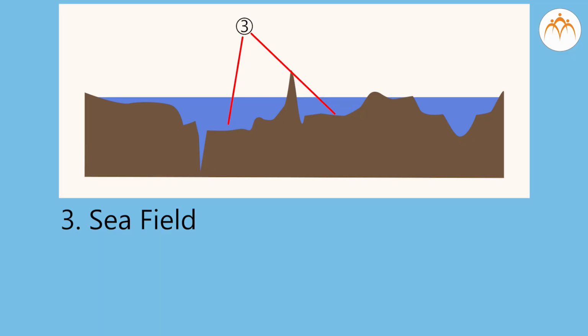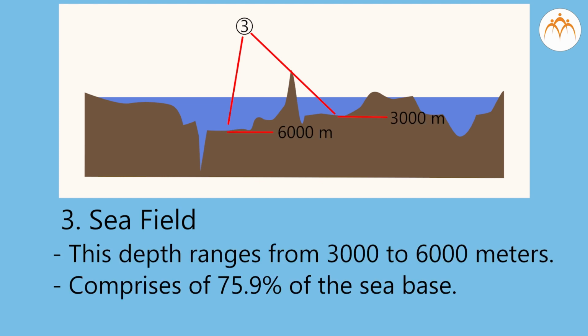Sea field. The water covers the shore near sea level, but as one goes towards the sea, there is a gradient followed by a flat or plateau-like structure which is very wide and vast. This base of the sea has some slopes, uphills and plateaus. This depth ranges from 3000 to 6000 meters and comprises 75.9% of the sea base or marine base.